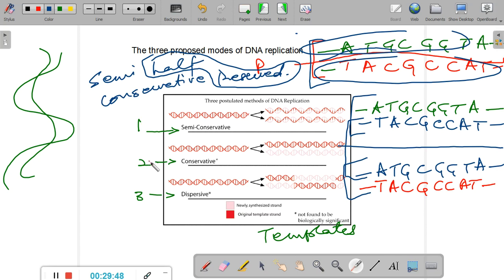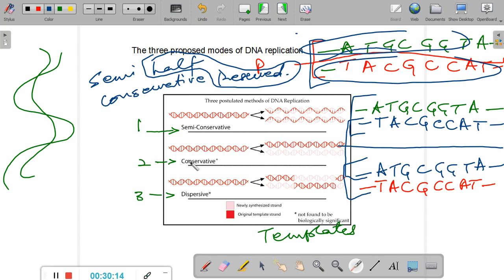Now, during the same time, there was another idea which was known as the conservative mode of DNA replication. According to this mode of replication, there is no opening up or splitting up of the strand, but through certain mechanisms in the cells, this particular strand gives rise to an exact replica, an exact duplicate of its own self. How it does it was unknown, but this was one of the models.